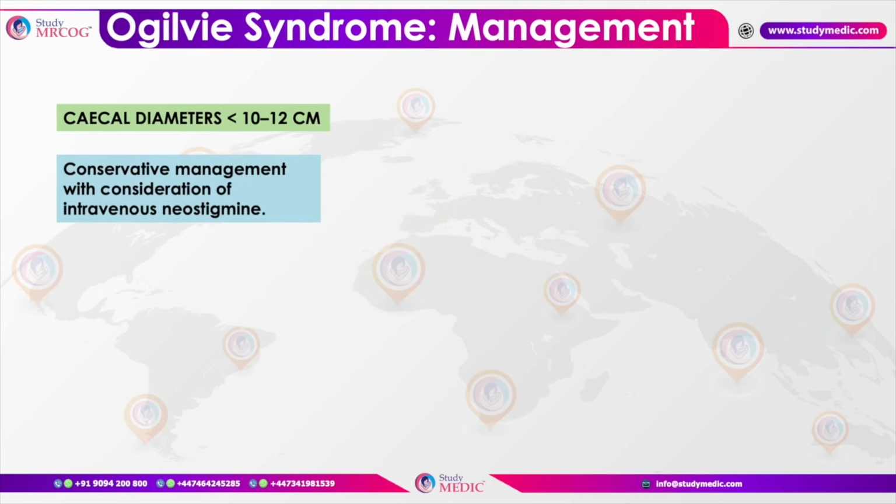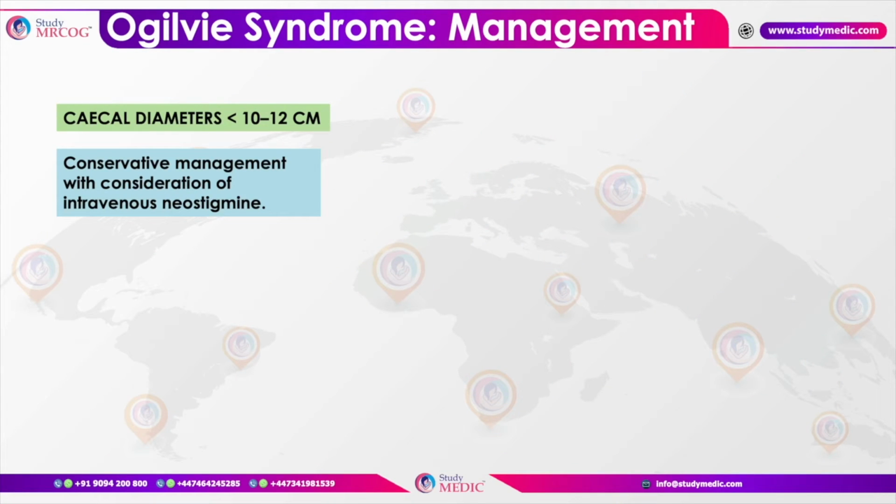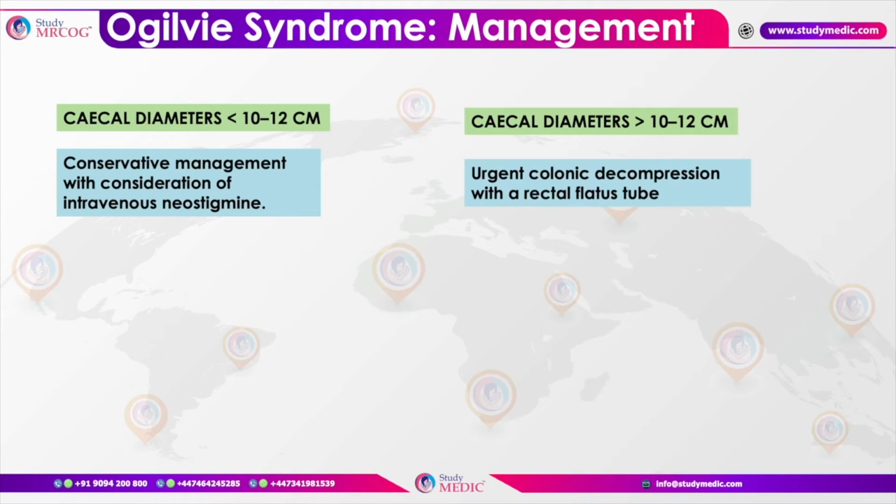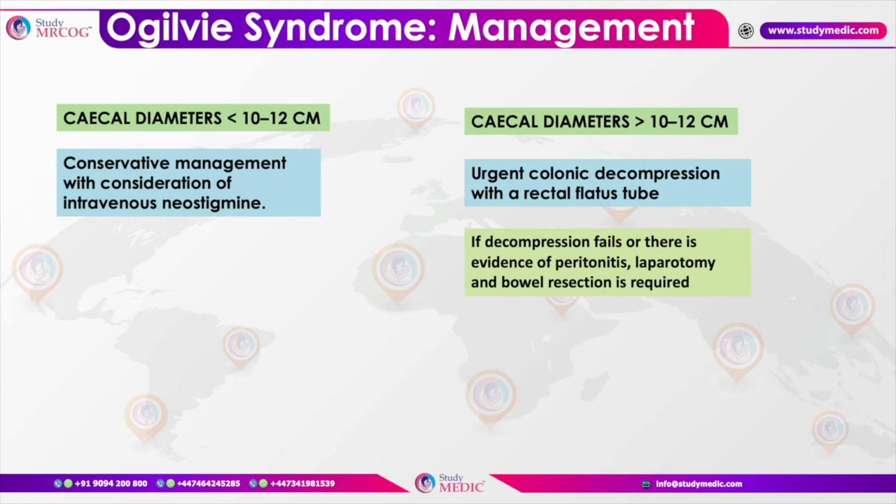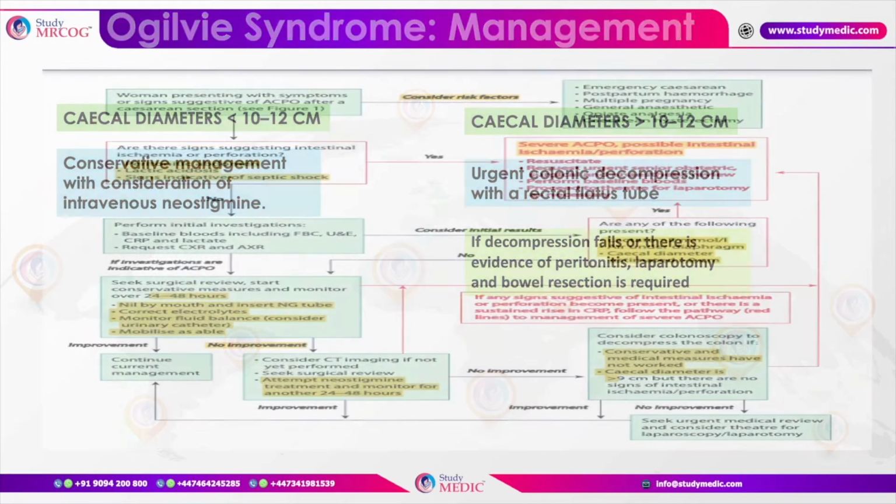Now, how do you manage these patients? Management basically depends on how much the cecum is dilated. If it is less than 10 to 12 centimeters, then you can do conservative management with consideration of IV neostigmine. In case it is more than that, then you have to do urgent colonic decompression with a rectal flatus tube. If the decompression fails or there is evidence of peritonitis, then you should immediately consider laparotomy and bowel resection.